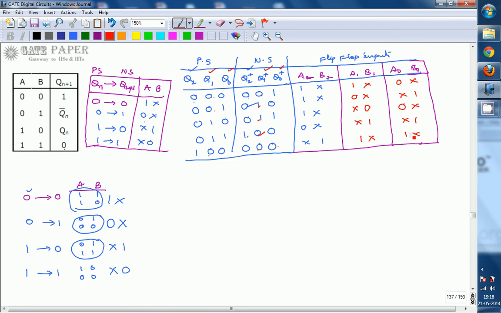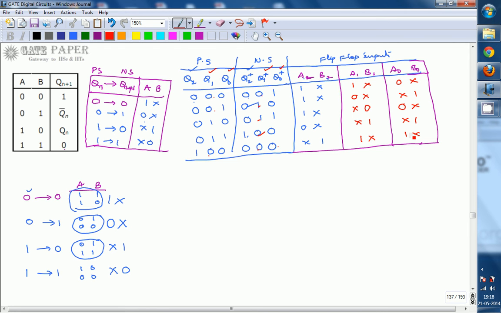So this is the 0 to 0 transition, the last one, 0 to 0 transition, that is 1x, and 1 to 0 transition, that is x1. Next, 1 to 1 transition, sorry, 0 to 1 transition, that is 0x, and 1 to 0 is x1. Next 0 to 1, that is 0x.